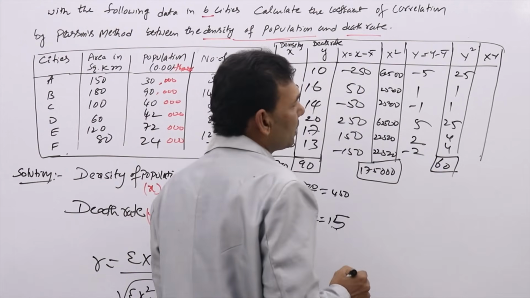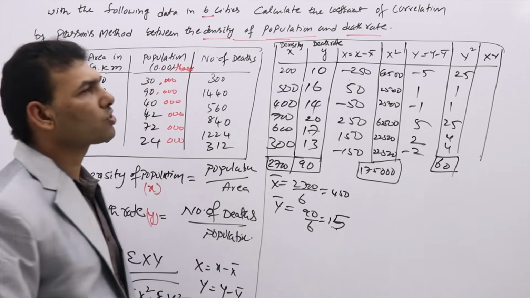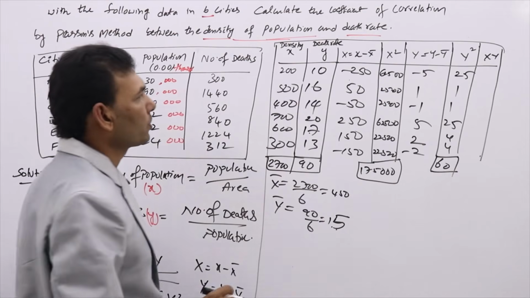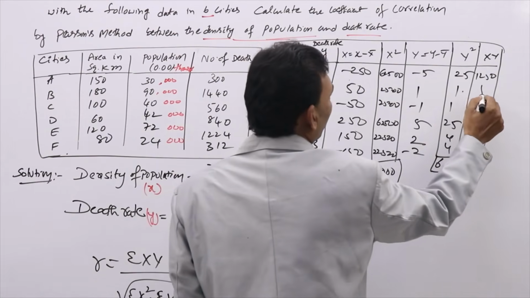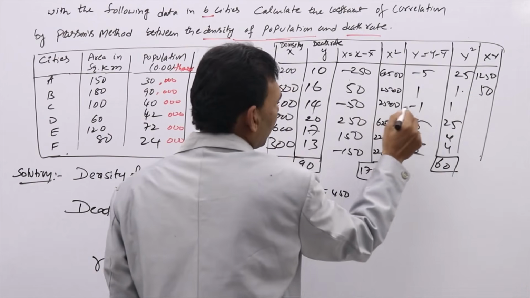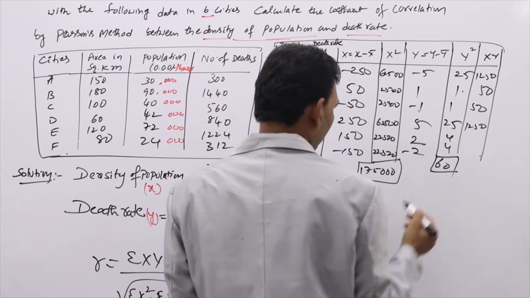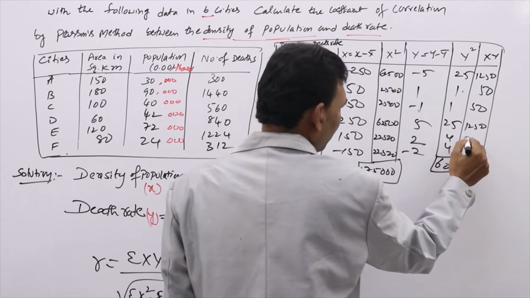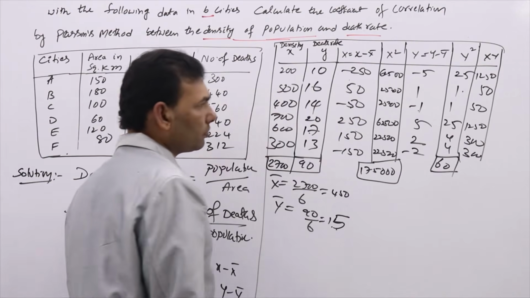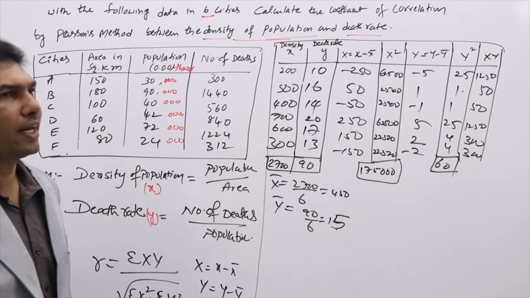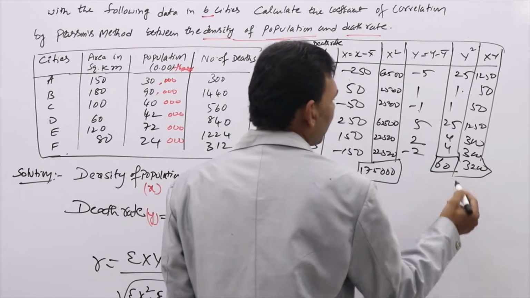Sigma y square. Sigma xy. Multiply x and y. Minus 250 into 5, so like that you need to multiply, 1250. 50 into 1, 50. 50. 250 into 5, again 1250. 150 into 2, 300. 300. Okay. Now calculate total value. You will get here 3200.